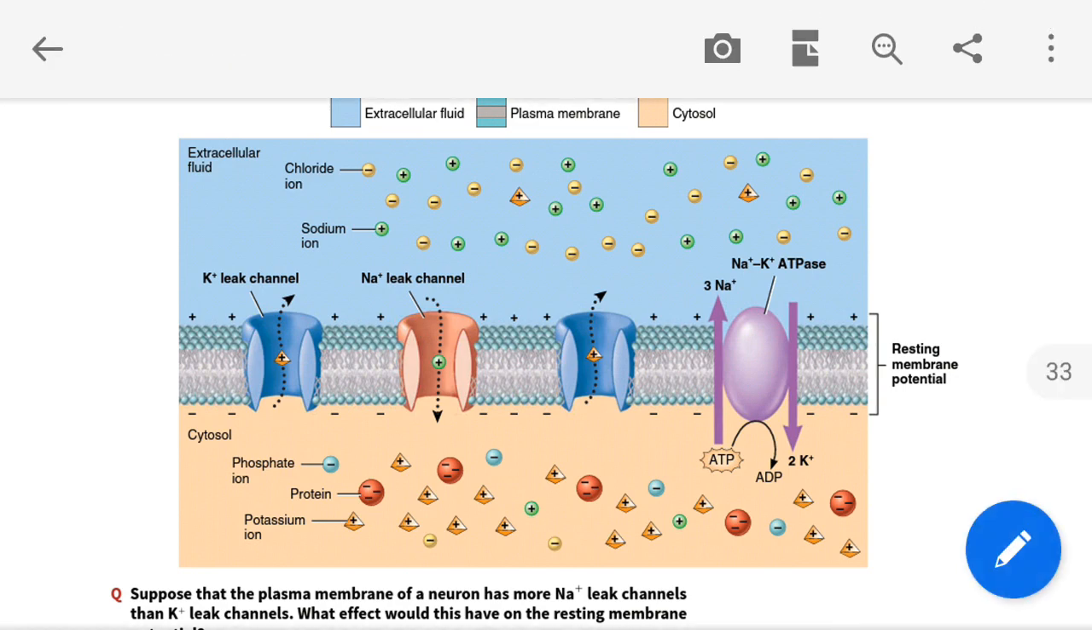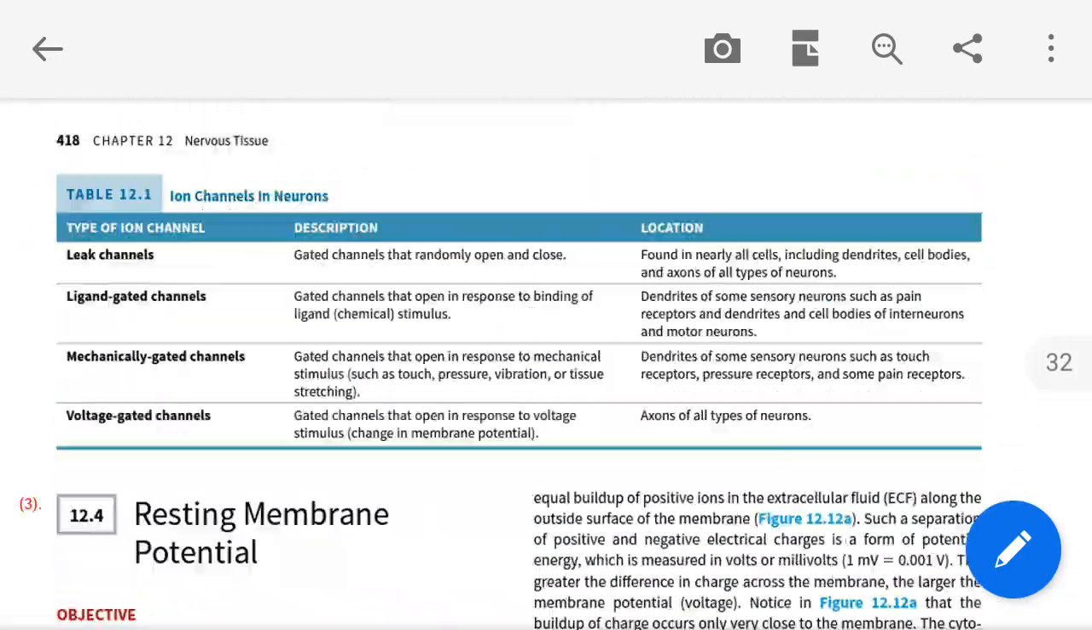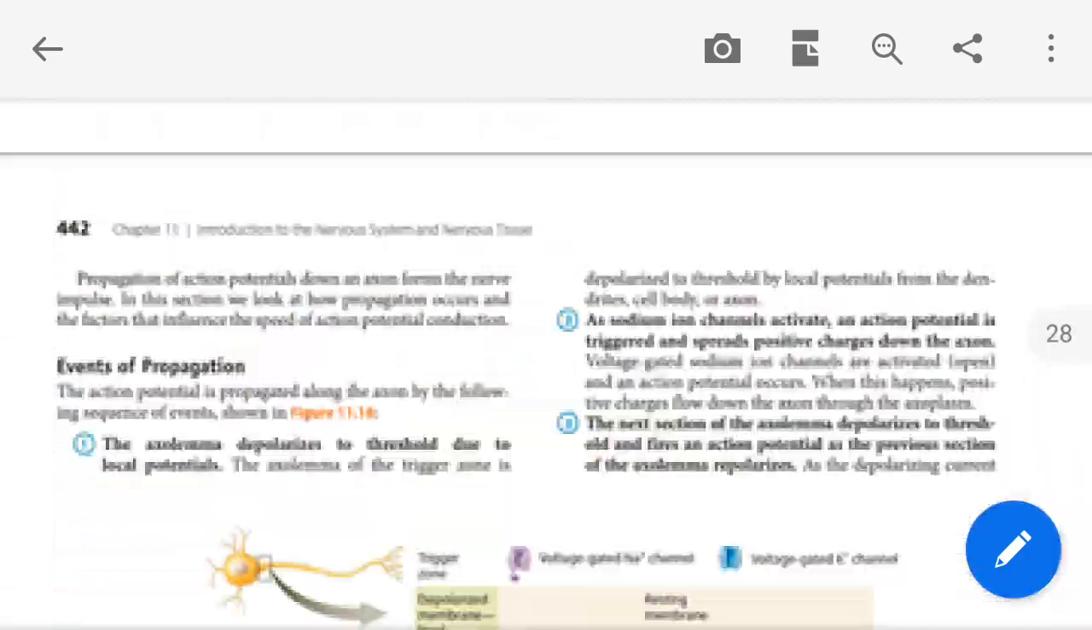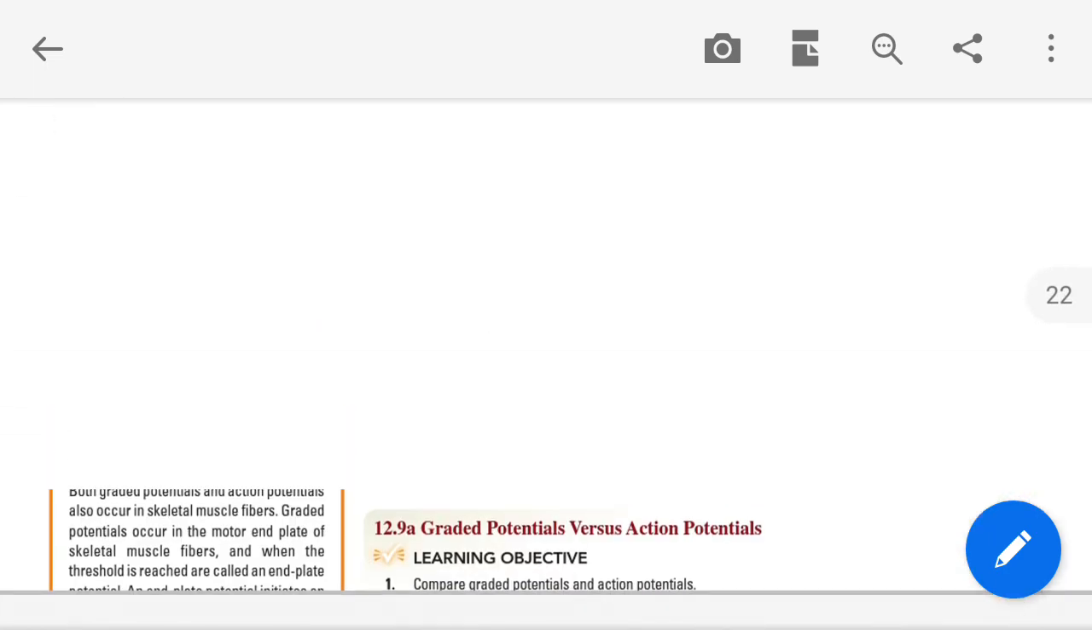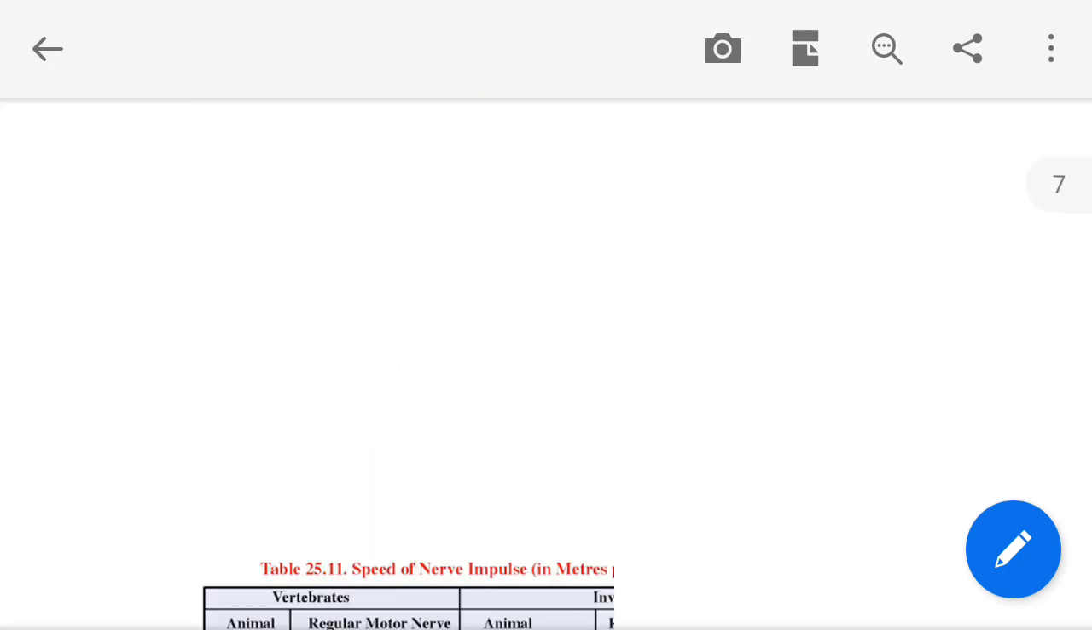Now I would like to show you some figures so that you can understand the exact mechanism of where the nerve impulse is generated, how it is generated, and how the nerve impulse propagates. Okay, what is the origin point for the nerve impulse and where is it propagating.